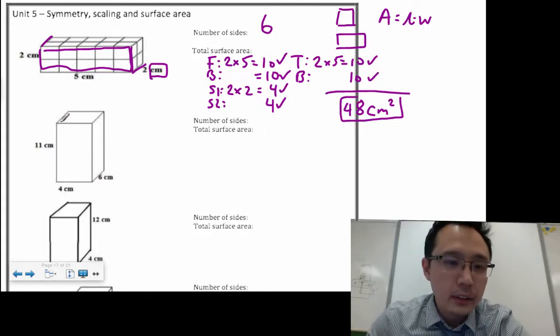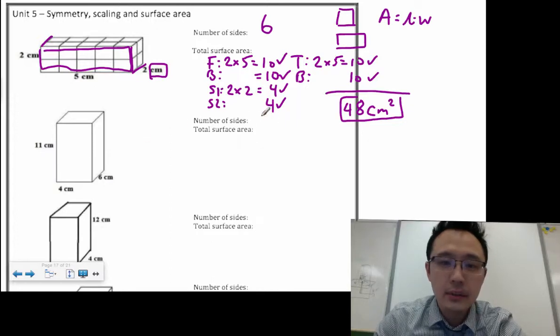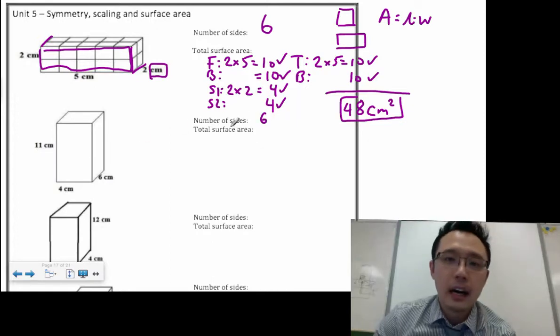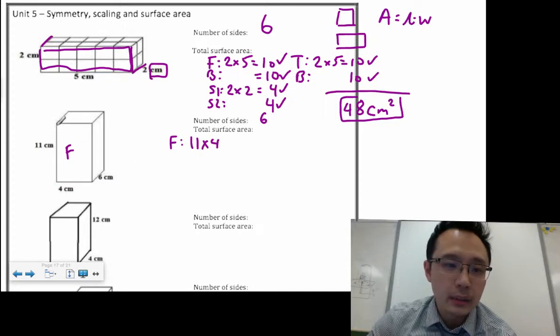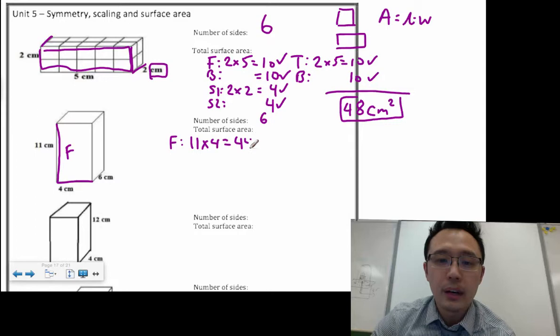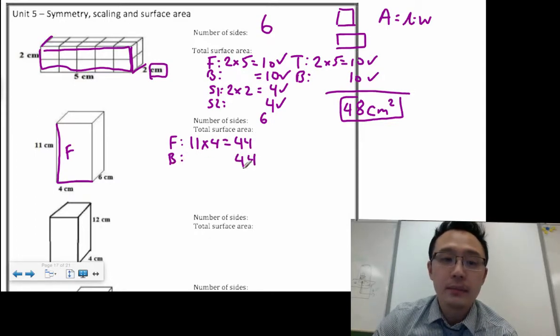This is another rectangular shape, and it's 3 dimensions, so it has 6 sides for any sort of 3-dimensional polygon. And the front side here is going to be 11 times 4. The length or the height is 11, the width is 4. This is going to equal 44. If we have the front, we have the back, so that's going to be 44 as well.